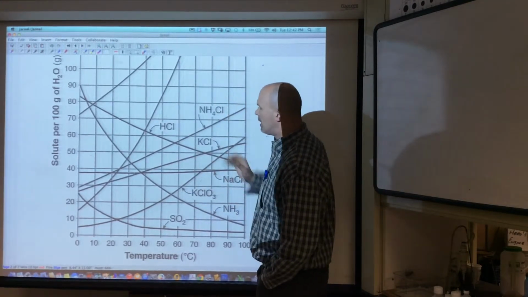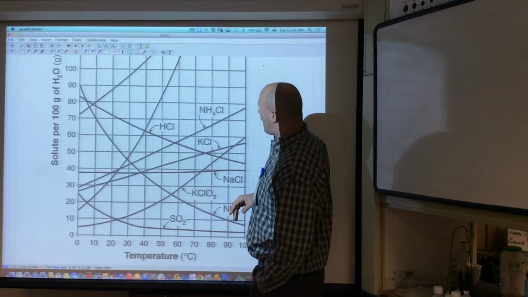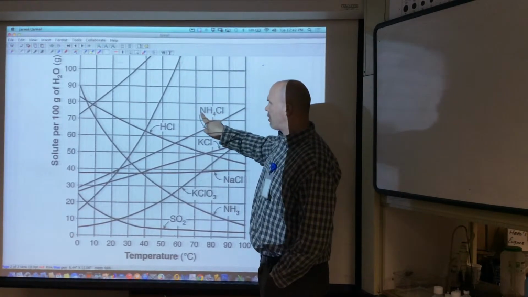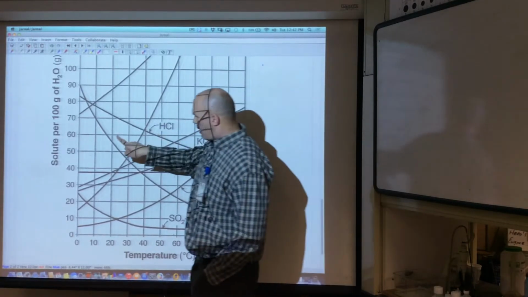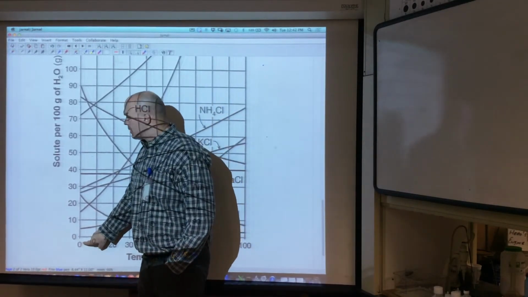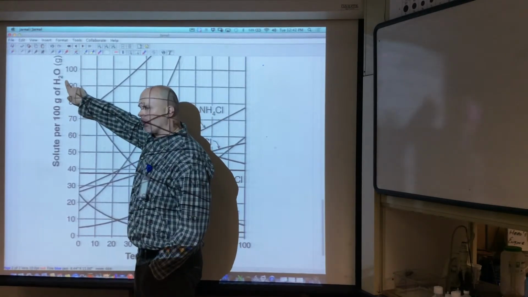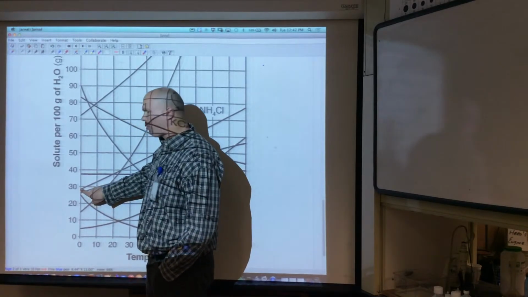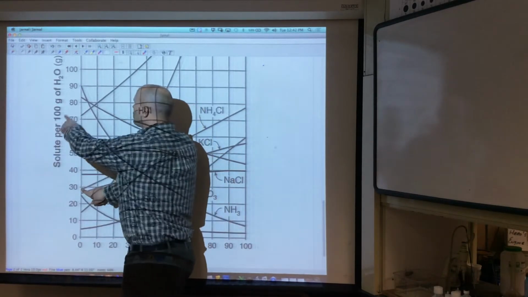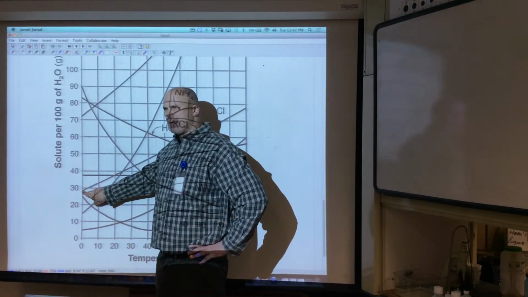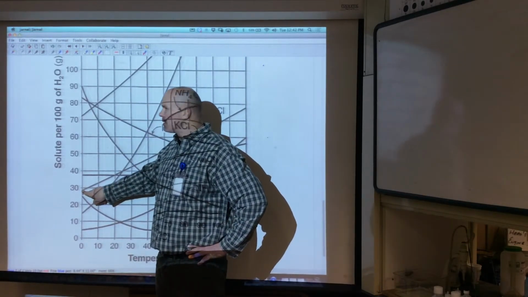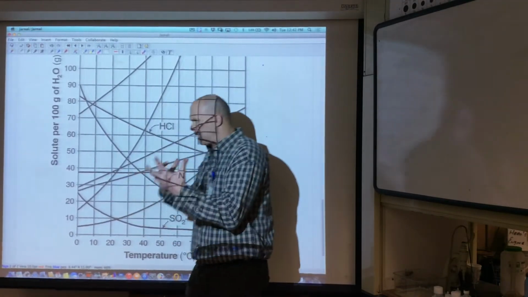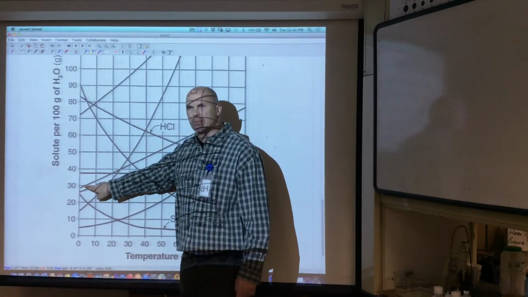Here we go, party people. Here's how you work this graph. Let's look at ammonium chloride. Look at this curve. Watch what I say. If I'm at 0 degrees Celsius and I have 100 grams of water, we say that we can dissolve exactly about 28 grams of ammonium chloride in 100 grams of water. This line is called a saturation point. That means 100 grams of water at 0 can maximally hold in solution 28 grams.